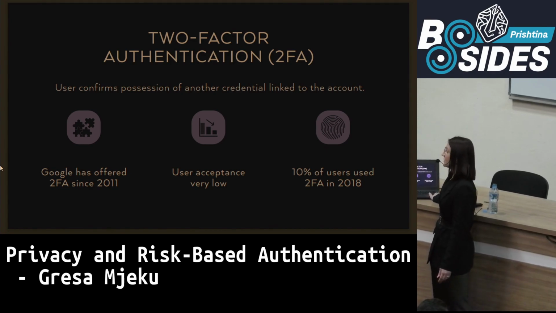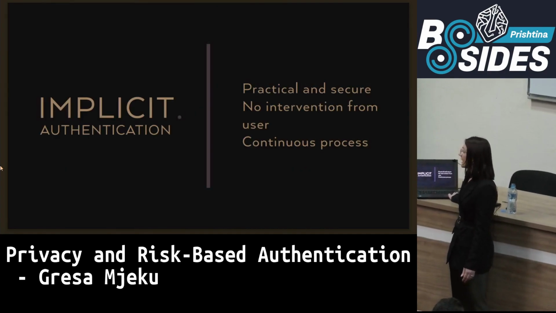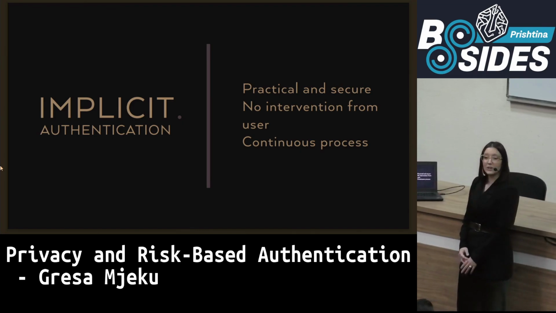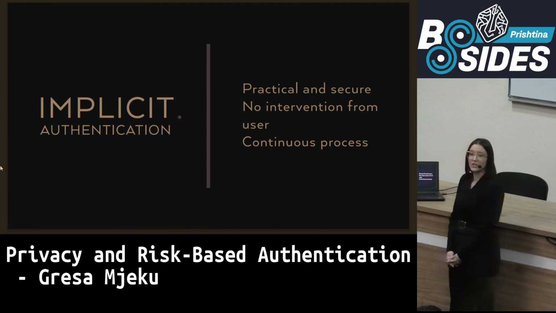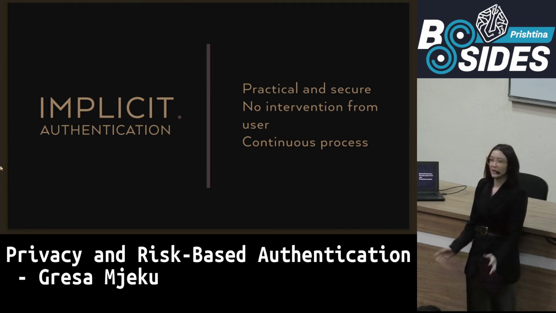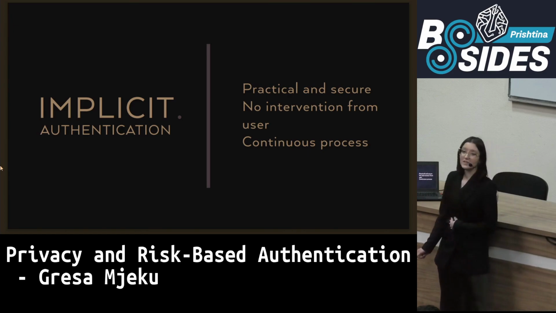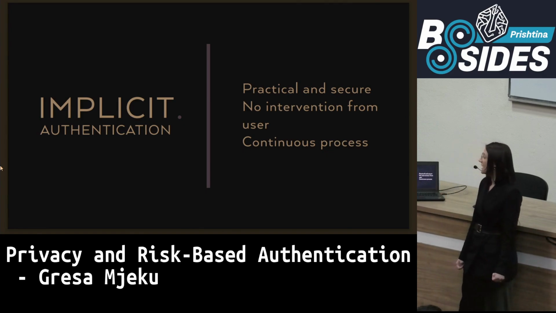What can be done to make two-factor authentication more usable? Implicit authentication is one of the answers. So, if we classify the logging data as suspicious or normal attempts, then we can differentiate these attempts by other parameters and define whether it is suspicious. Implicit authentication is practical because it is employed in the background without user intervention, and it is secure as it is a continuous process.